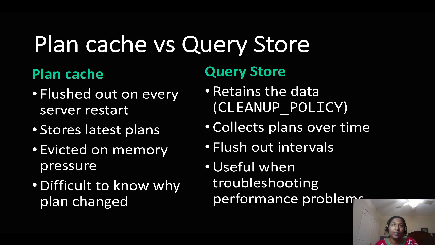And if there is memory pressure, the plans will be evicted out of the plan cache. But the query store will capture the information and only flush out all the information that it has collected in memory to disk once it reaches the flush out interval. And if you use the plan cache, it is very difficult to know why the plan has changed, and it is very difficult to identify regression problems. By using the query store, it is easy to identify the problems and solve the performance problems very quickly.